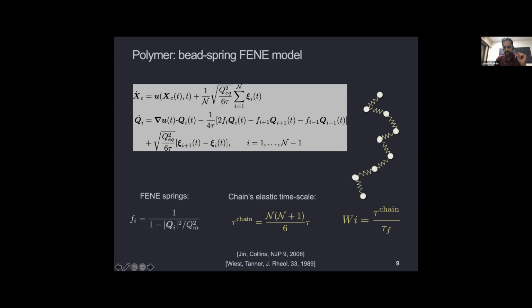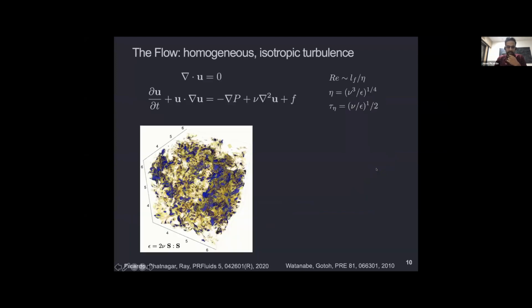And so with this tau chain, I can define the Weissenberg number of the whole object as the elastic relaxation time of the whole molecule divided by some fluid time scale, which I will talk about in the next slide. We also account for excluded volume and hydrodynamic interactions between the beads. Again, I can comment on this if there is interest.